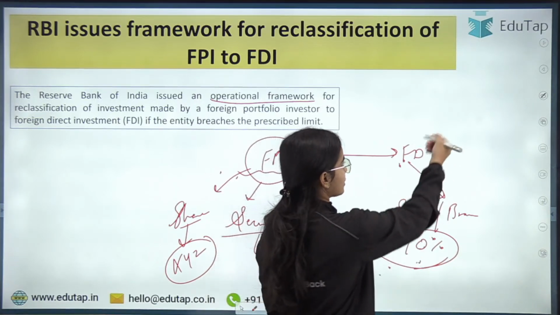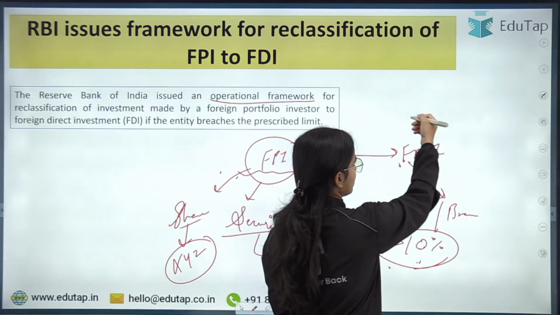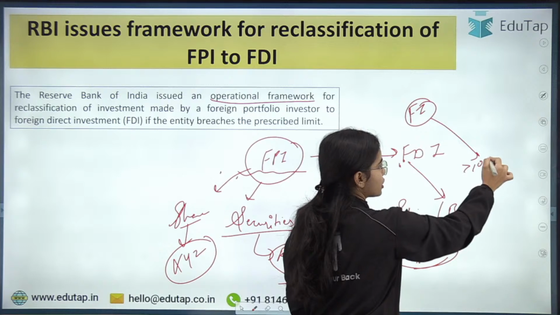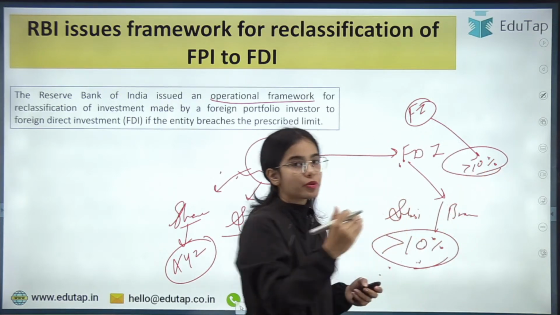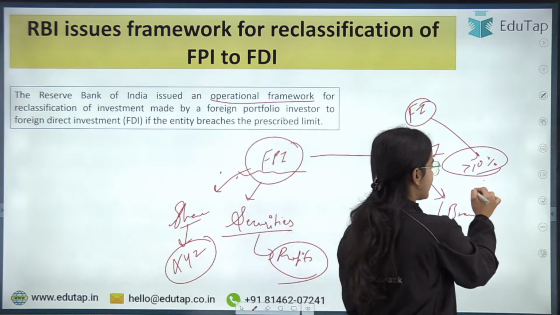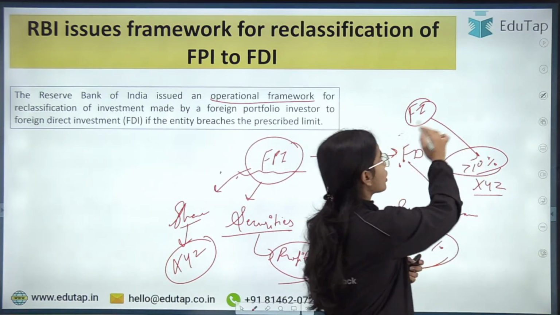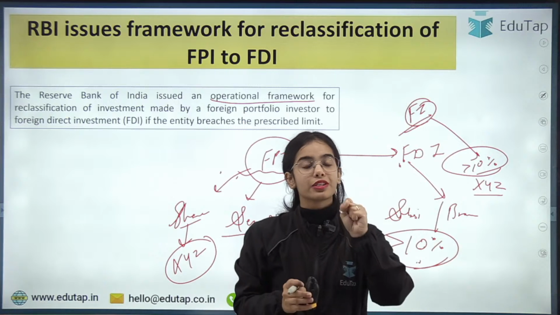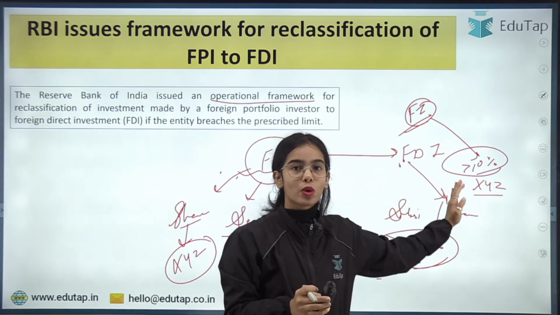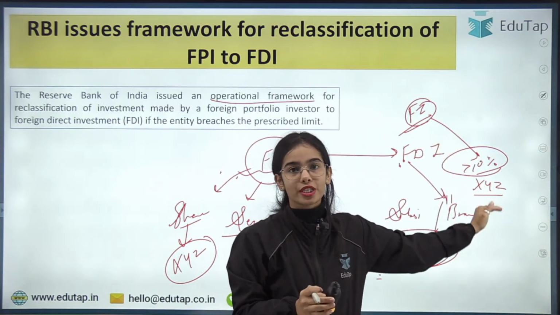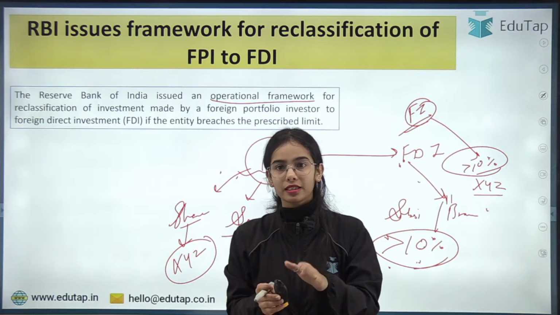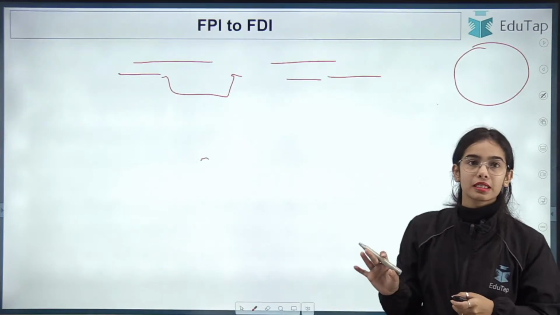So let's say that this entity, that is a foreign institution, is having 10% or more than 10% of the shares in a particular company, that is XYZ. So that means this foreign institution has controlling interest, has decision making interest in the company, and that's why this investment in the shares will be considered under FDI. I hope it is clear, right? I hope this is clear.